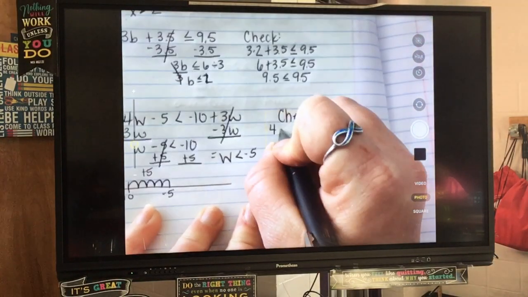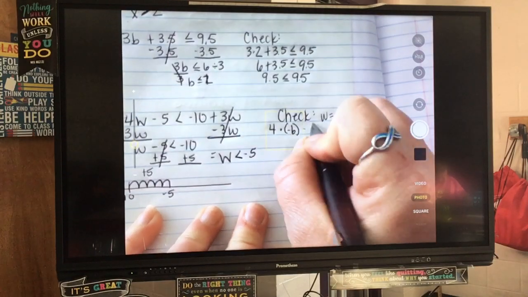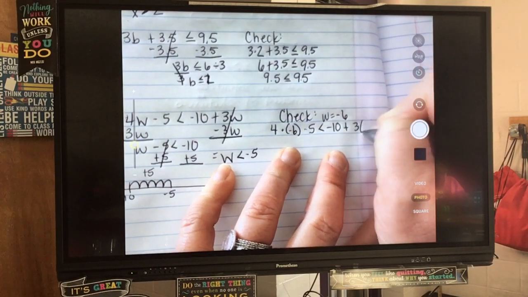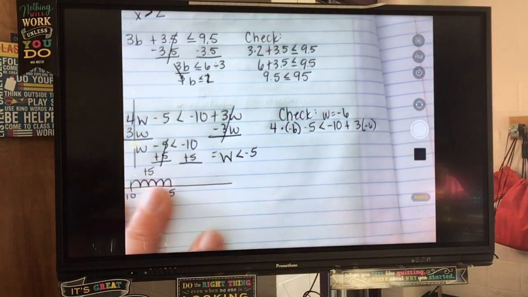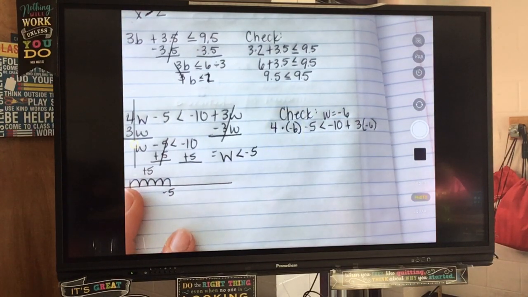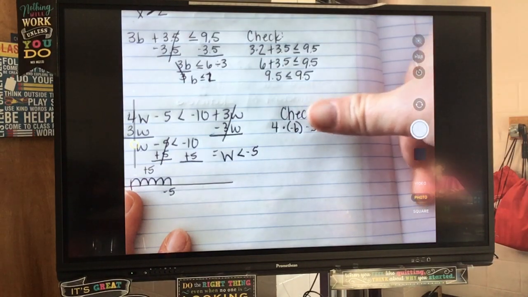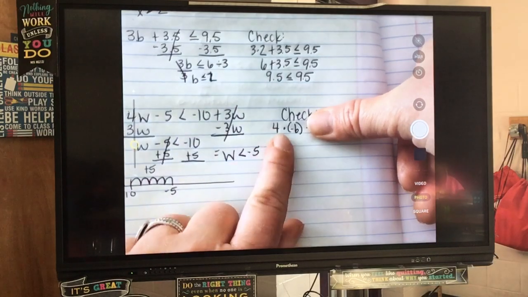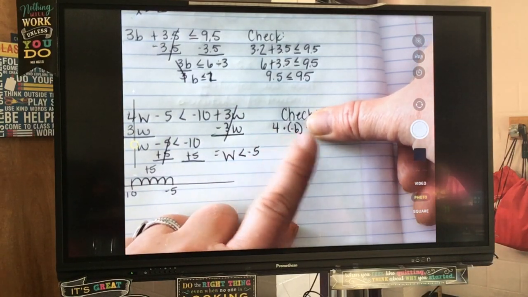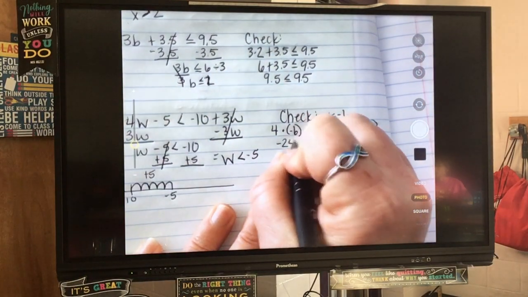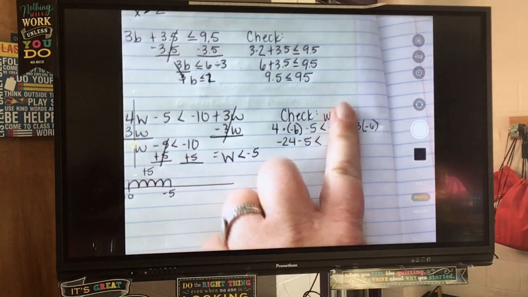So I'm gonna do 4 times negative 6 minus 5 is less than negative 10 plus 3 times negative 6. I know, there's a lot of negatives. We're gonna do it together, do not lose your minds. So starting with just this, don't look at the negative. What's 4 times 6? Ben? 24. Okay, so this becomes a negative 24 minus 5 is less than, same thing over here.